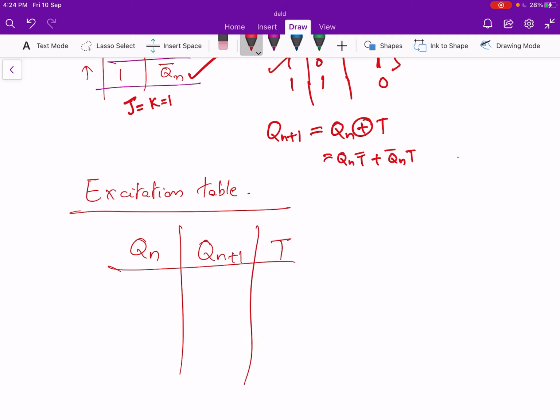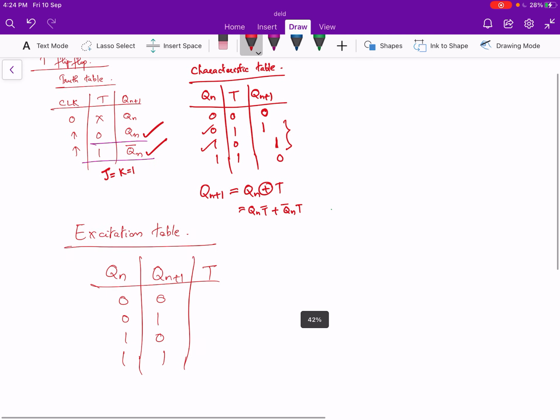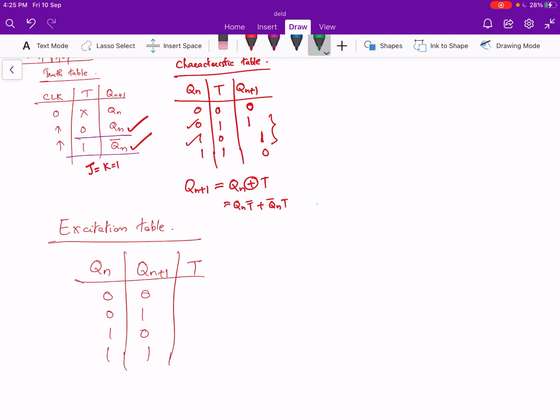We will write what is T. So the transitions are 0, 0, 0, 1, 1, 0 and 1, 1. So correspondingly we will find what is T. So that we will write from the characteristic table. So we can see that corresponding to Qn 0, Qn plus 1 0, T is equal to 0. And when Qn is 0 and Qn plus 1 is 1, T is 1. When Qn is 1, Qn plus 1 is, that is the last case. When Qn is 1 and Qn plus 1 is 0, then T is equal to 1.